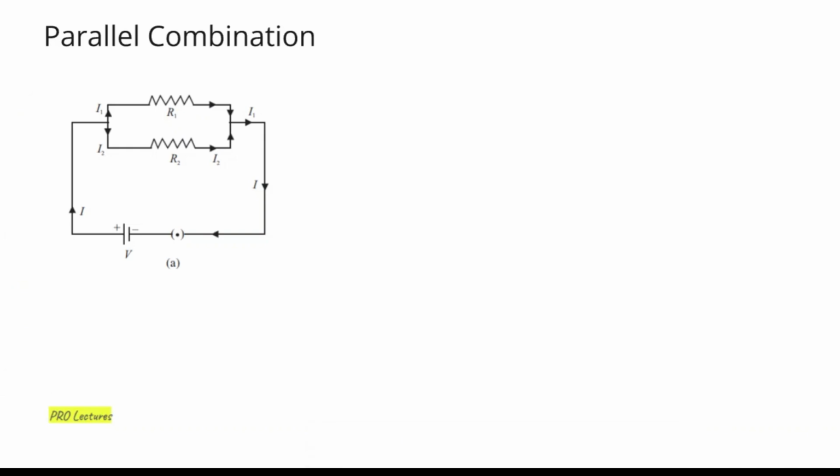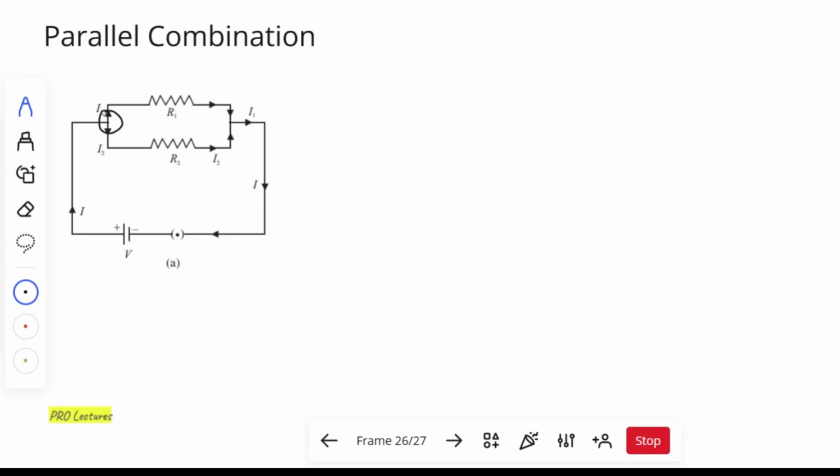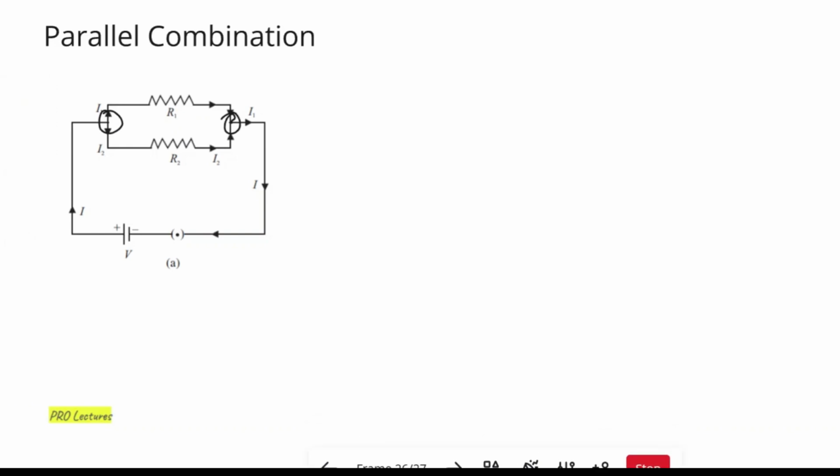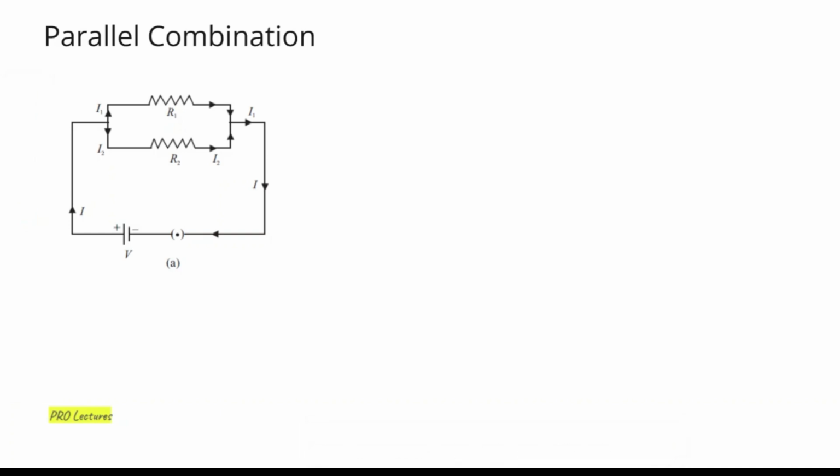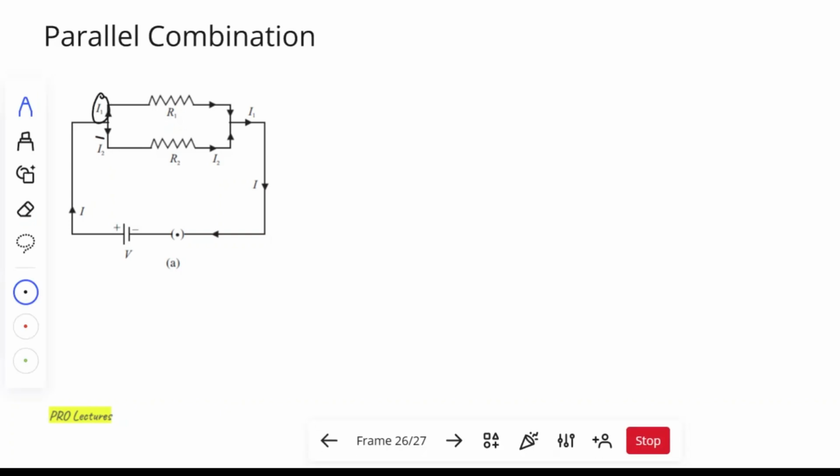Parallel combination. Parallel combination of resistors is formed by joining their one end at one point and the other end at another point. In parallel combination, the same potential difference exists across all resistors. Consider two resistors R1, R2 connected in parallel. The combination is connected to a battery of voltage V which draws a current I. The main current I divides in two parts. Let I1 be the current flowing through the resistor R1 and I2 be the current flowing through the resistor R2.